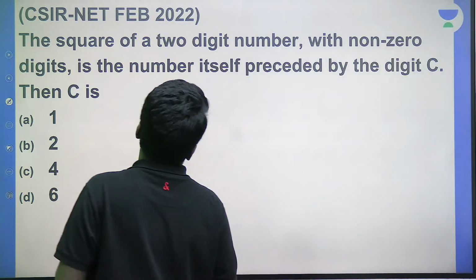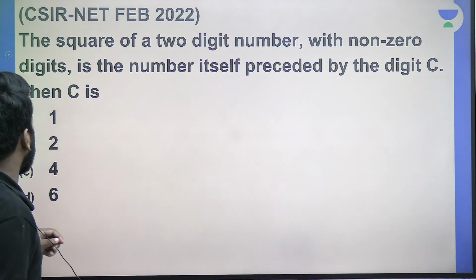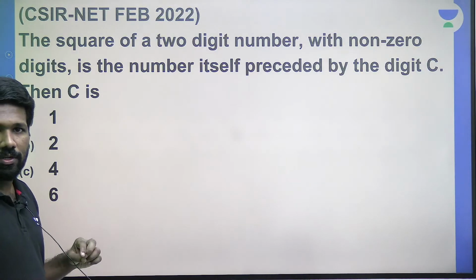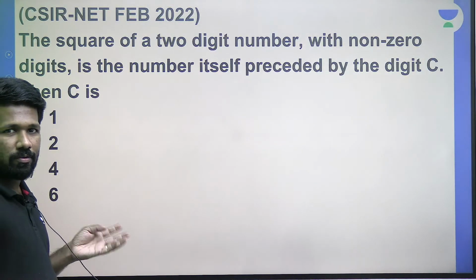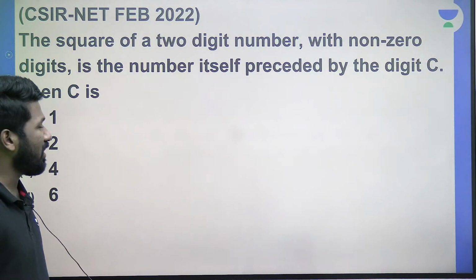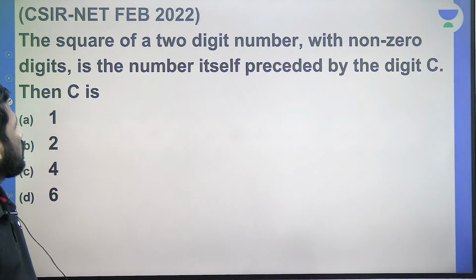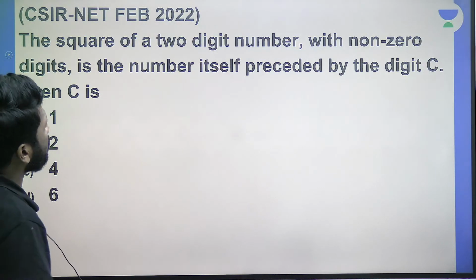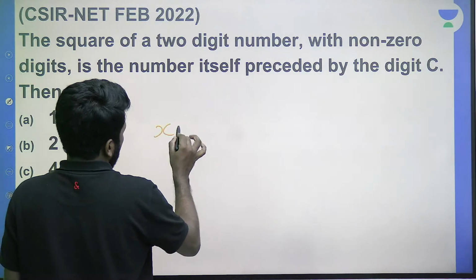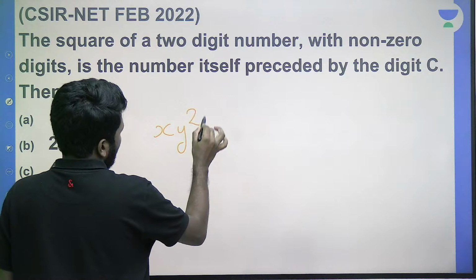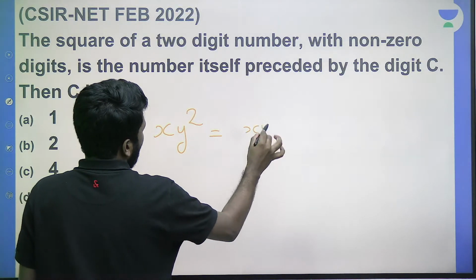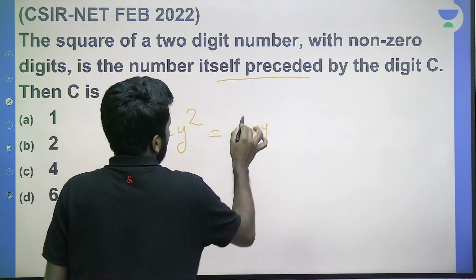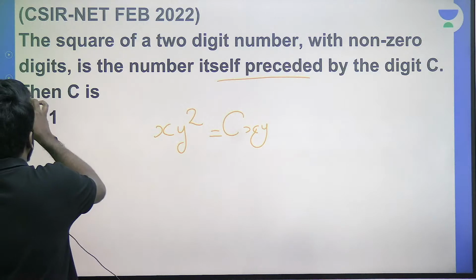The square of a 2-digit number with non-zero digits. Both digits of this 2-digit number are non-zero, so 0, 0, 1, 0 are all not possible. So the digits are non-zero. If the 2-digit number is xy, then its square gives xy, but before that a c has to be attached. This is the meaning of the question.